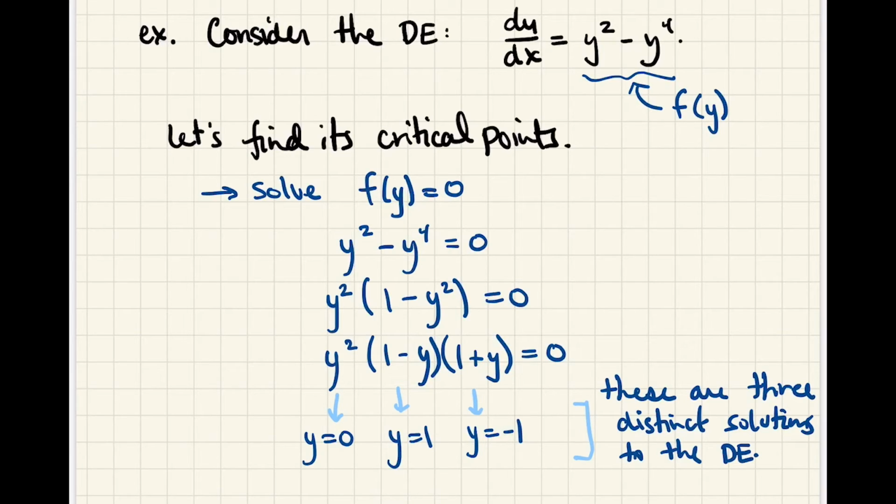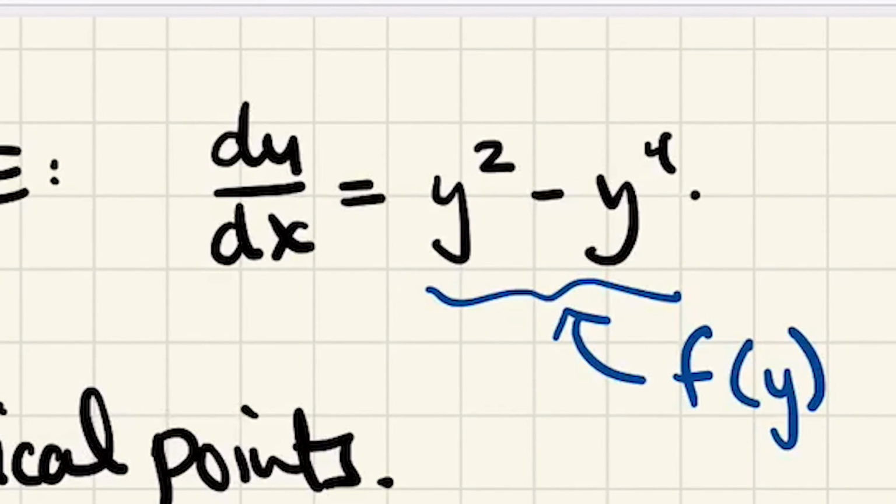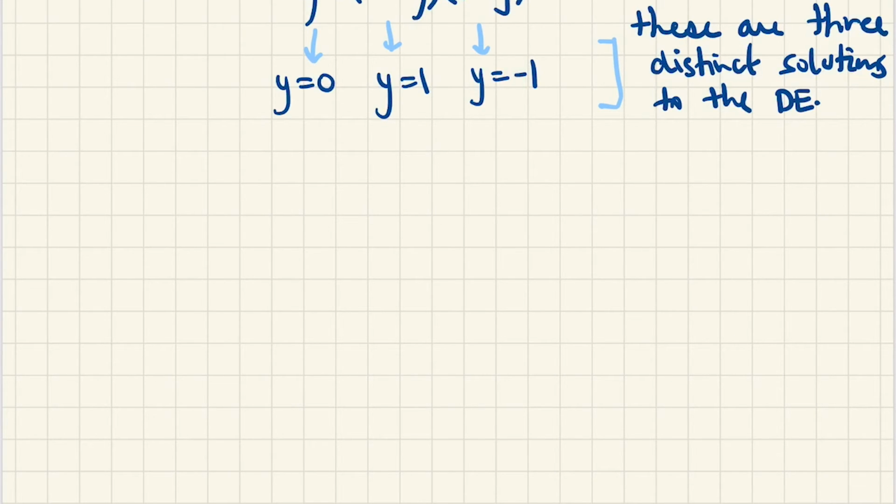I mean, let's quickly just verify that y equals 1 works. So on the right side, 1 squared minus 1 to the 4th is 0. And on the left side, the derivative of 1 is 0. So, yay, it works.